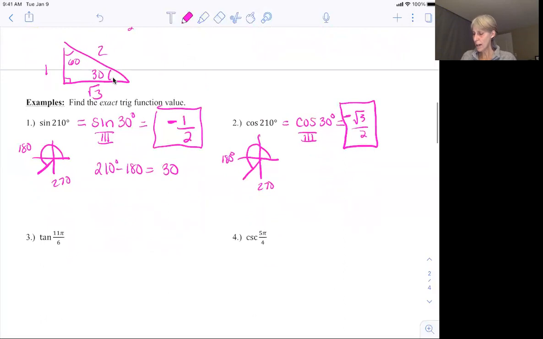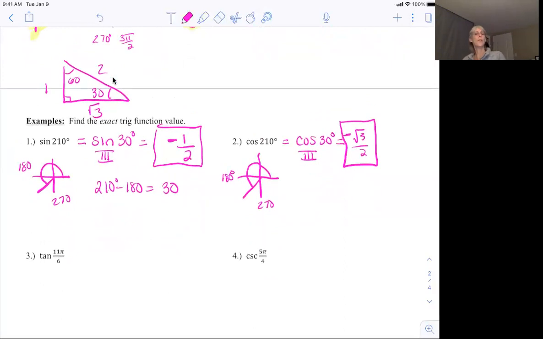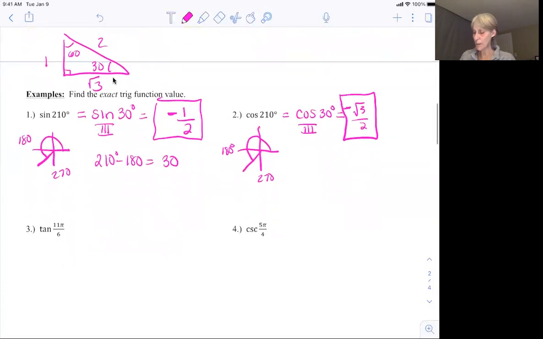Tangent of 11 pi over 6. Oh, I'm jumping to a difficult one right away. So the tangent of 11 pi over 6, now we want to think about this. My brain doesn't work in radians. I'm going to convert this: 11 times 180 divided by 6. Well, 180 divided by 6 is 30. 11 times 30 is 330.